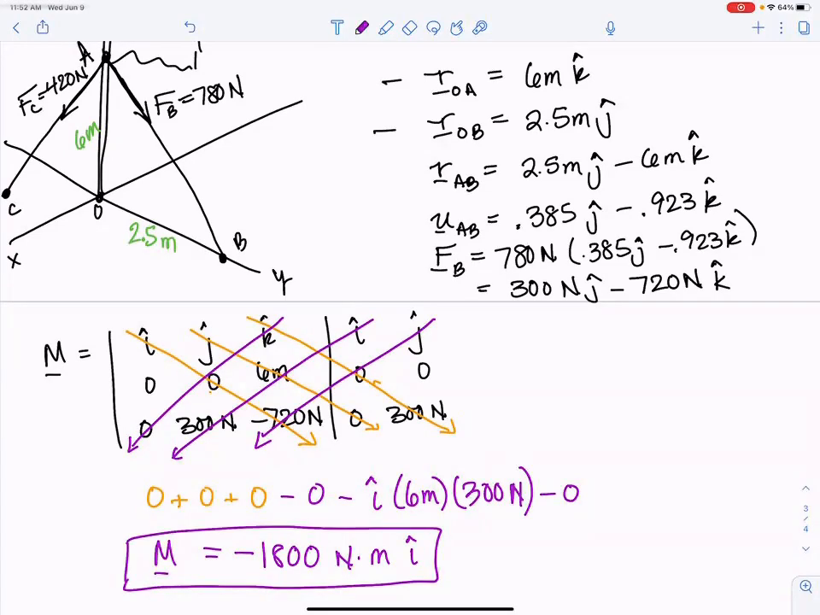I want to go back and solve this a different way. And the different way isn't that I'm just going to plug in ROB instead. You could do that. Instead of 0.06 meters here, you could have done 2.50 meters. You could have done ROB. I want to solve it using scalars and visualization.